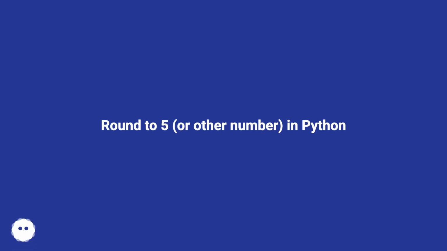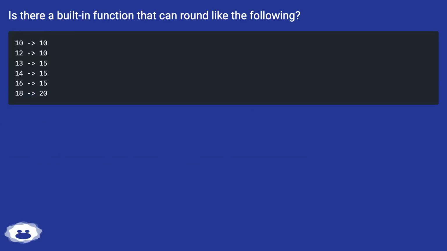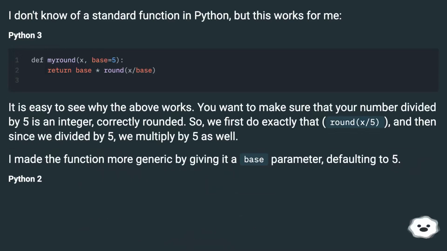How do I round to 5, or another number, in Python? Is there a built-in function that can round like the following? I don't know of a standard function in Python, but this works for me. Python 3.